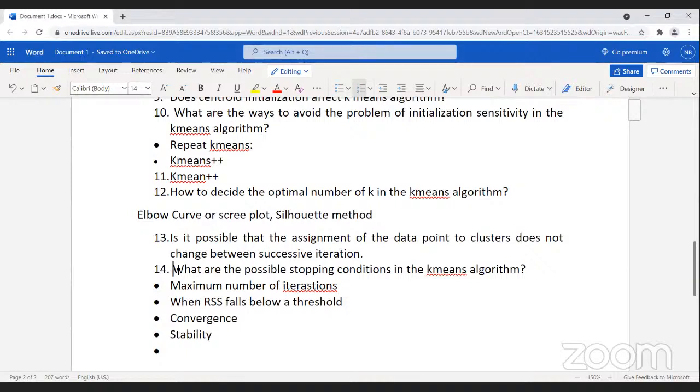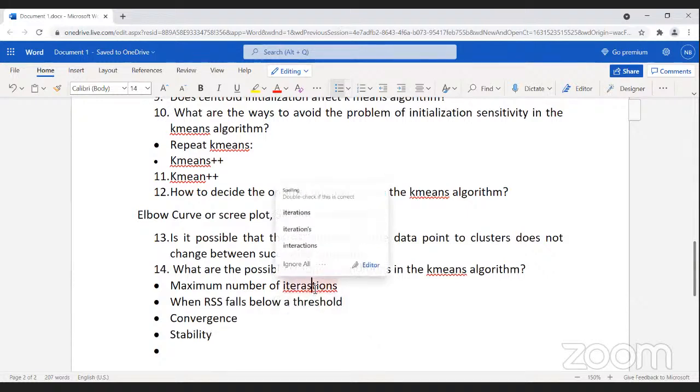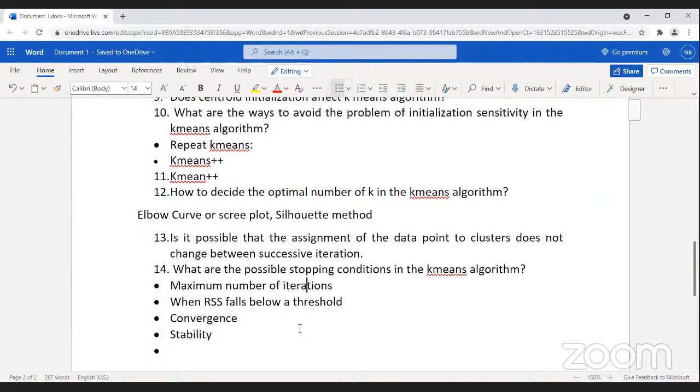What are the possible stopping conditions in the K-means algorithm? The possible stopping conditions for the K-means algorithm are: number one, maximum number of iterations; number two, when RSS falls below the threshold; number three, convergence; and number four, stability. What does maximum number of iterations mean? It is the limit on the runtime of the clustering algorithm that we give. If the points keep jumping from one cluster to another cluster, after this number of iterations it should stop. That is the maximum number of iterations.